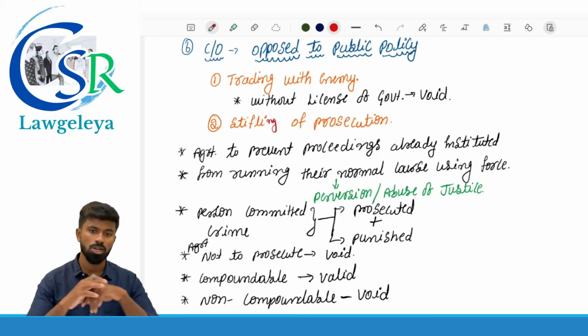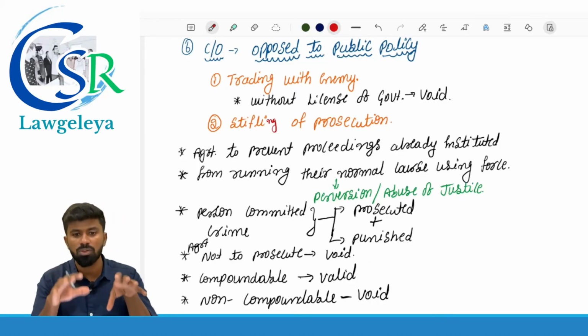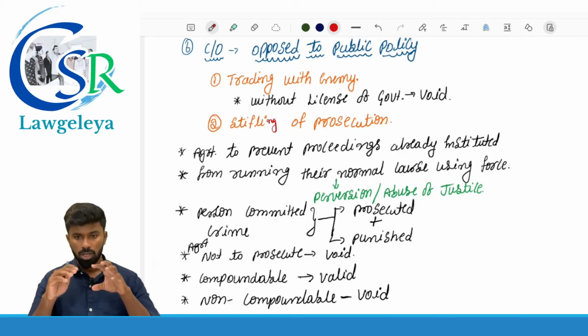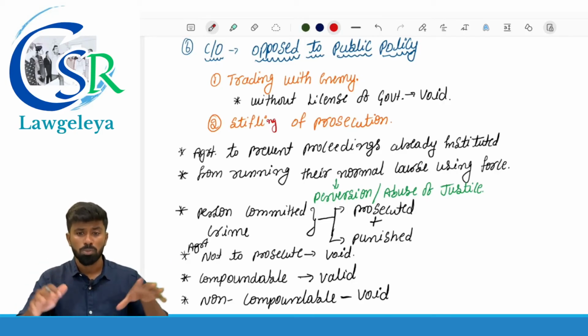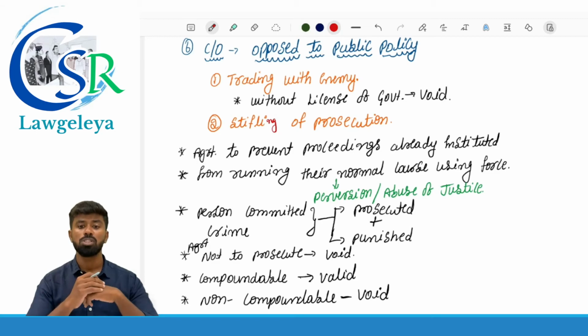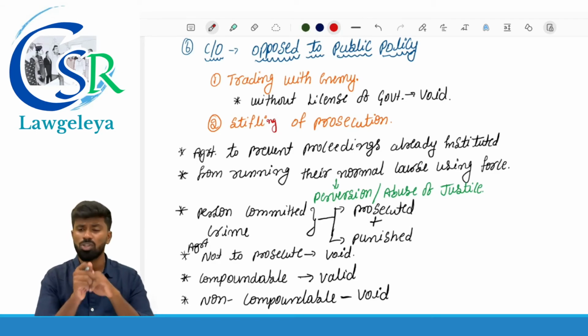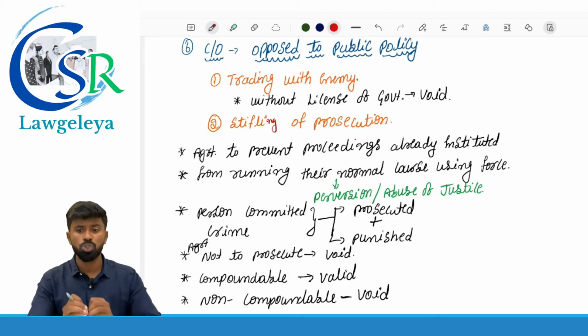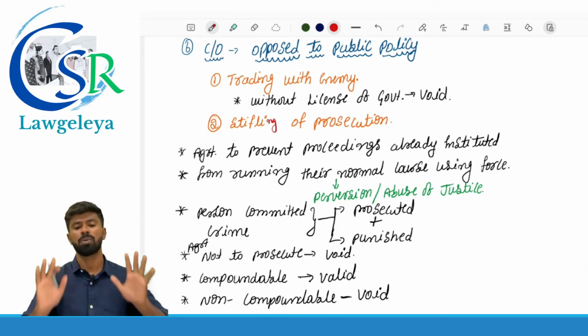That is considered as what? Stifling of prosecution. These key words must be there in your answer. Agreement to prevent the proceedings already instituted from running their normal course of action by using force. It is called perversion or abuse of justice. Sir, why is it not allowed, sir? Why? Because any person who has committed a crime should be prosecuted and punished. That is the principle of law.